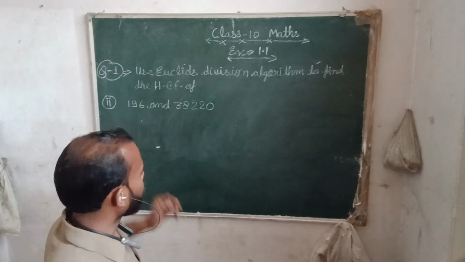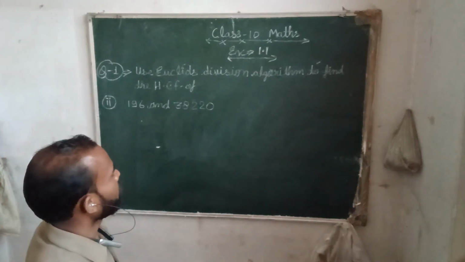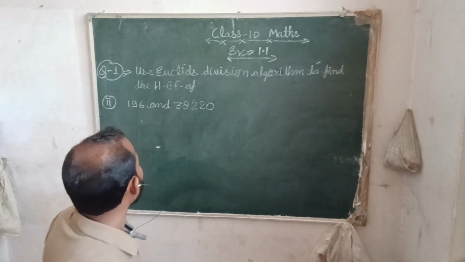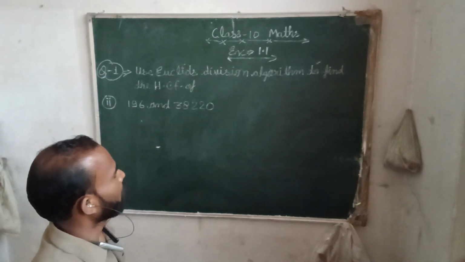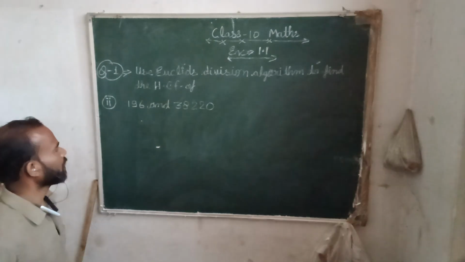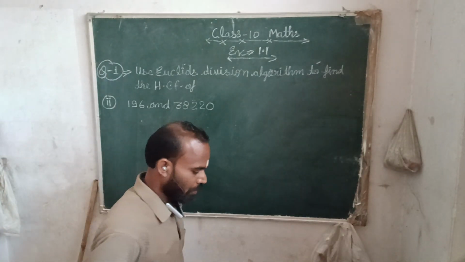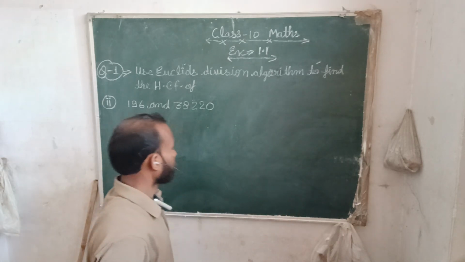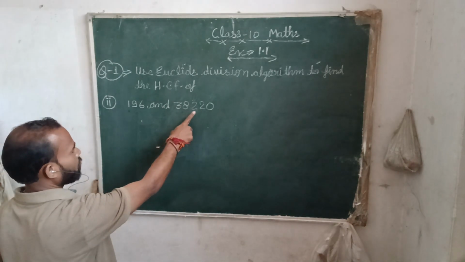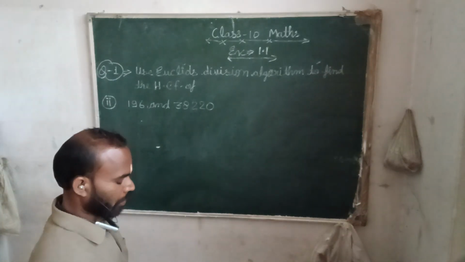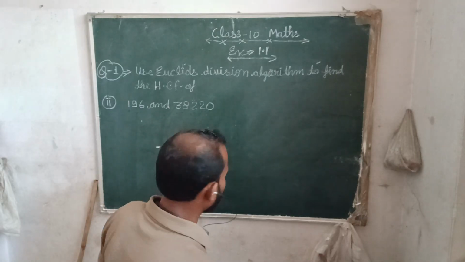Good morning, my dear students. Now see it here, Chapter 1, Exercise 1.1. This question says: use Euclid's division algorithm to find the HCF of 196 and 38,220. So here we find the HCF of 196 and 38,220. This question is solved by Euclid's division method.